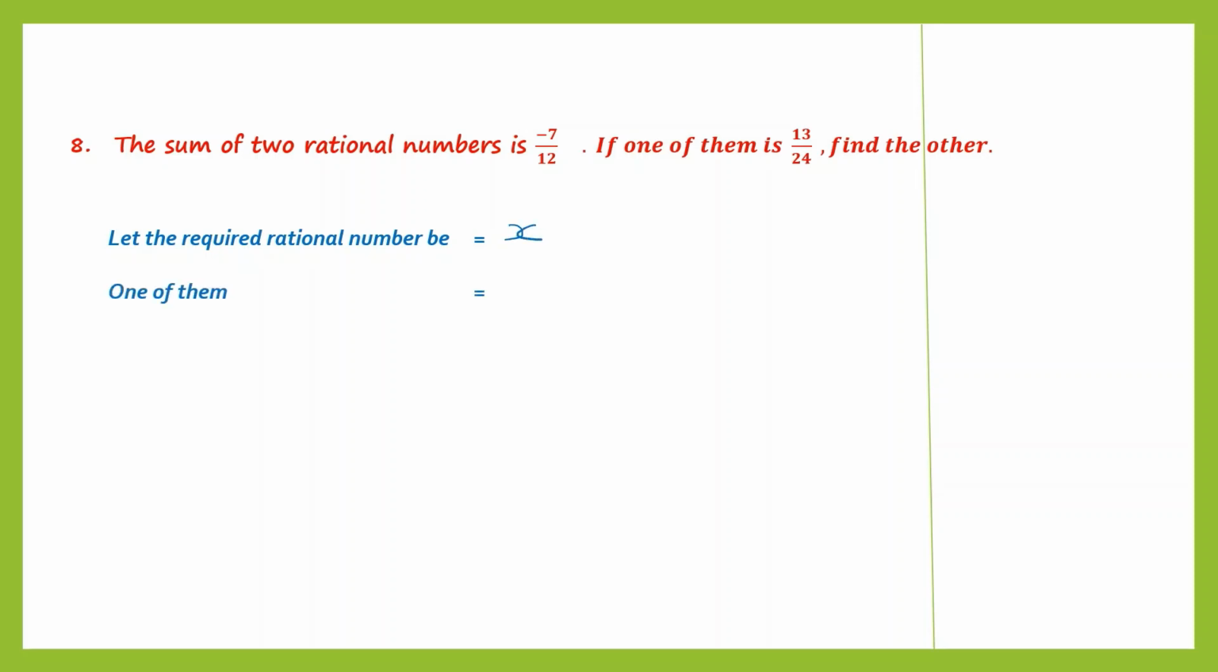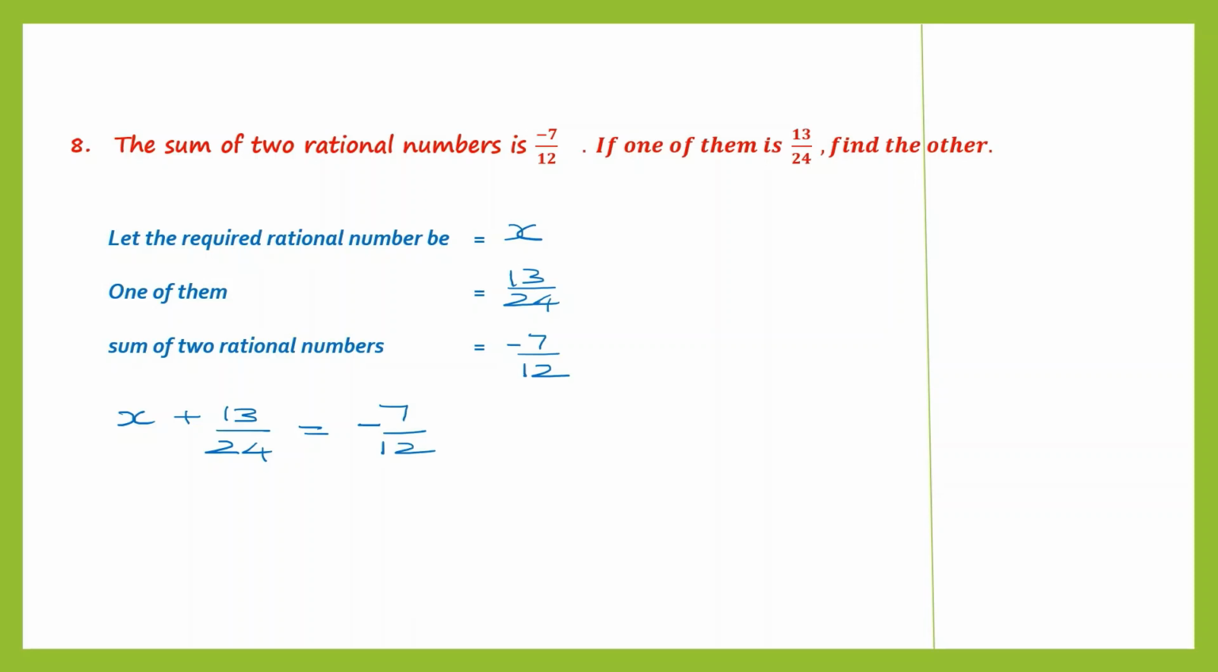Then what is given to us? One of them is 13 by 24. Then the sum is minus 7 by 12. That means when we add the two rational numbers, we should get minus 7 by 12. So the first number we'll take as x and the second number, already given to us, is 13 by 24. Together when you add these, you get minus 7 by 12. So as you can see, this is an equation, isn't it? We have the left hand side, the right hand side and the equal to sign.